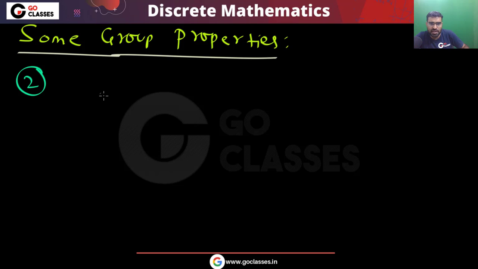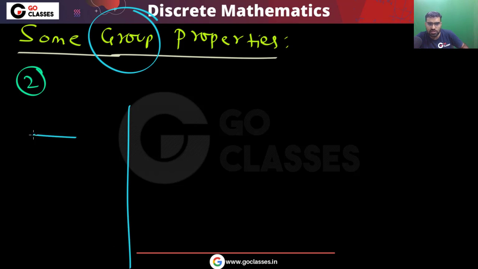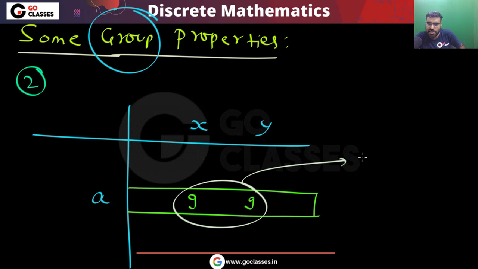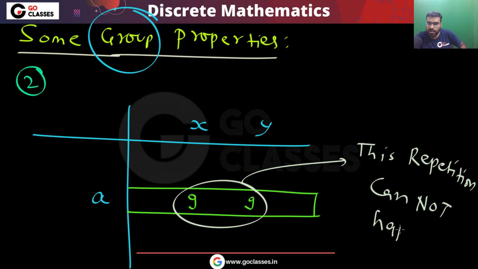Let me tell you what we are saying. In a group, in the Cayley table, this type of situation cannot happen. For example, take X, Y, and let's assume A. In this row, this type of situation cannot happen, that an element is repeating. In any row, this repetition cannot happen in a group.